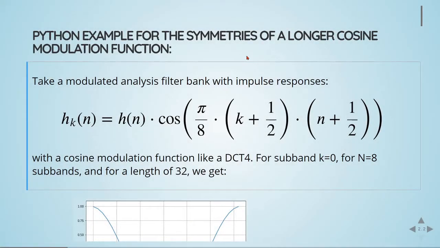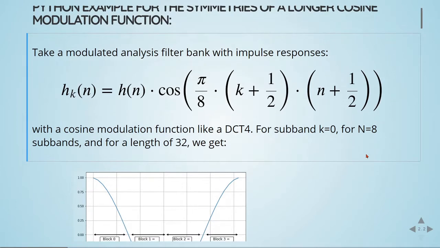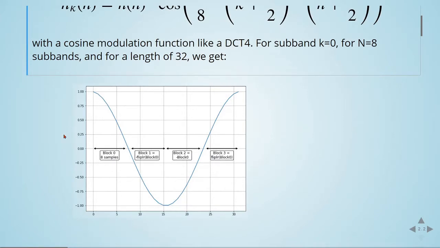Here we will investigate the symmetries of a longer cosine modulation function using a Python example. So let's take a modulated analysis filter bank with impulse responses given by this equation. Here, with a cosine modulation function, it's like a DCT4. Then for subband k equals 0, for N equals 8 subbands, and for a length of 32, we get this plot here. And we see the symmetries.